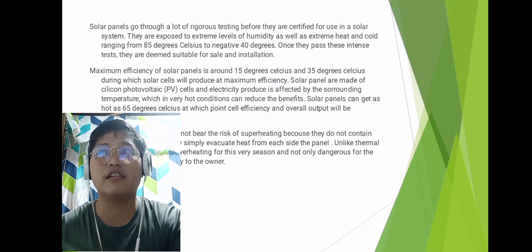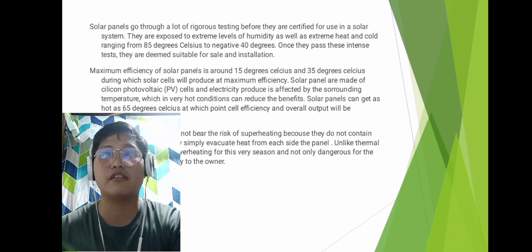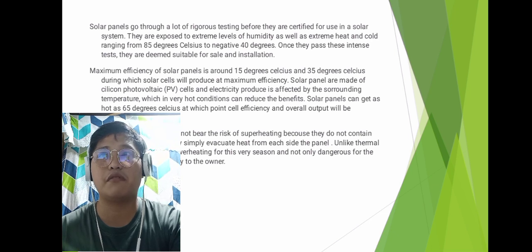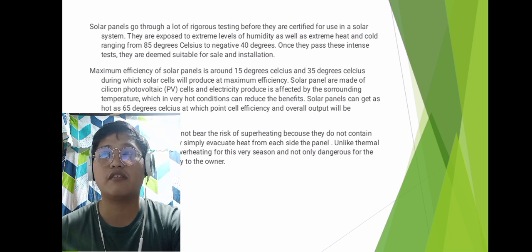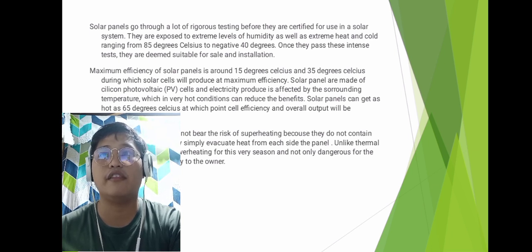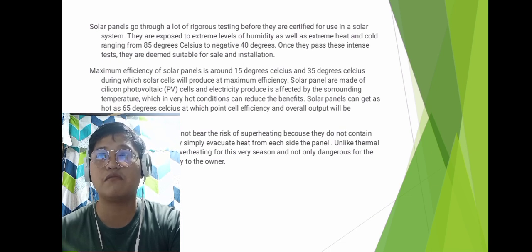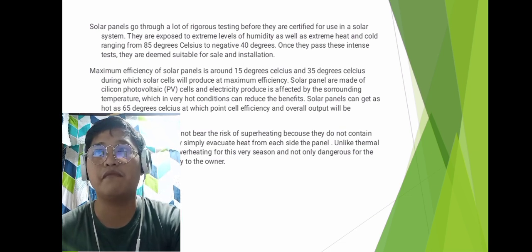Solar panels are made of silicon photovoltaic or PV cells, and electricity produced is affected by the surrounding temperature, which in very hot conditions can reduce the benefits. Solar panels can get as hot as 65 degrees Celsius, at which point cell efficiency and overall output will be significantly reduced. Photovoltaic solar panels do not bear the risk of superheating because they do not contain circulating water, and they simply evacuate heat from each side of the panel. Unlike thermal panels, which are at risk of overheating for this very reason, and not only dangerous for the installation but also costly to the owner.